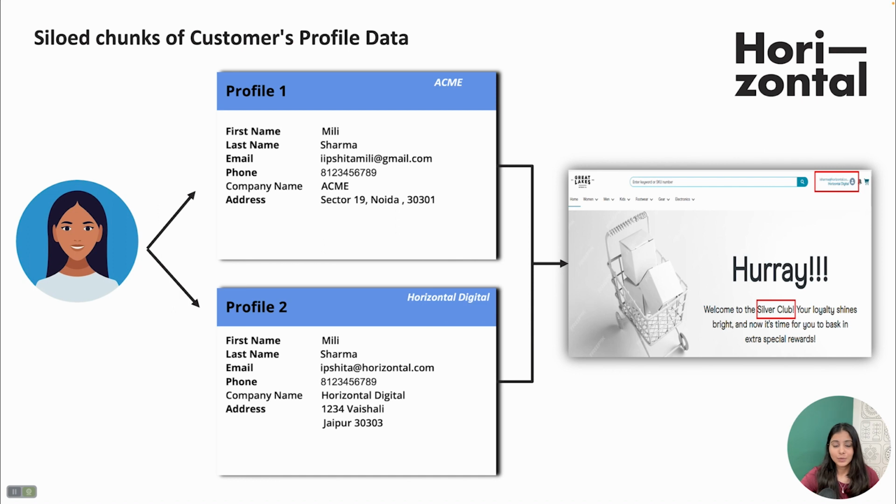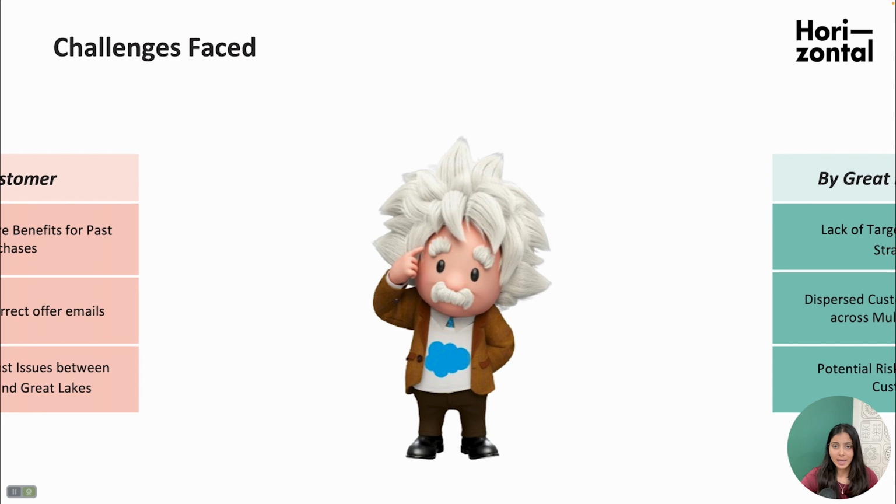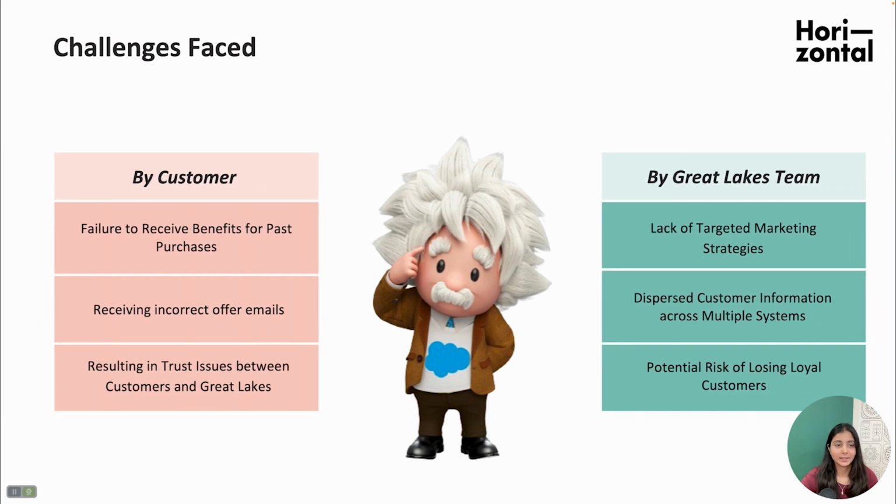This situation leads to many challenges which Millie as a customer faced and Great Lakes as a business faced. Millie was not happy because she was not receiving any benefit on her past purchases, and that's the reason she was receiving all incorrect emails, and this increased a trust issue between Millie and Great Lakes. Millie is the one customer we are talking about here. There can be several other customers who face the same situation like Millie.